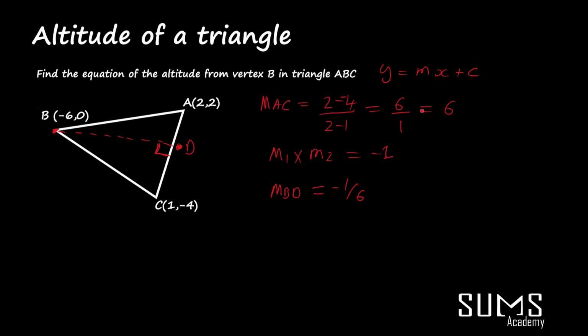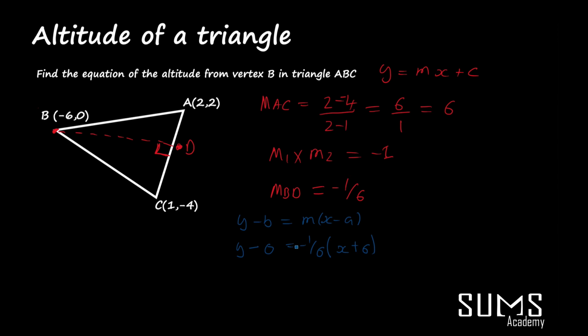We can now work out our final equation. I'll change the color here. So we now have y minus y1 equals m(x minus x1). So we're going to substitute in our points. So y minus our point B, which is the one we're using because we know that B lies on this line because it's already there, so we don't need to work out this point here. So y minus 0 equals negative 1 over 6 times x minus minus 6, which is plus 6.